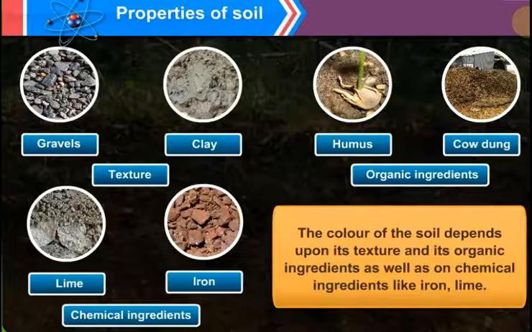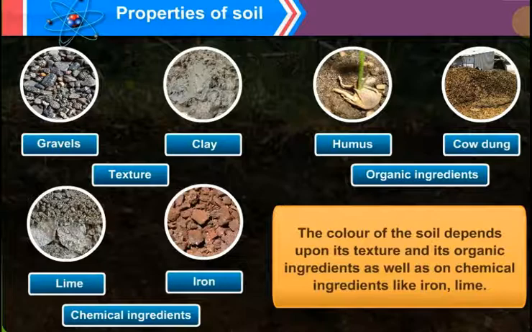Organic ingredients, that is the nutrients, the elements present in the soil. Humus, cow dung, based on what is present in the soil. Organic ingredients are classified by whether humus is present or cow dung is present. Chemical ingredients: if lime is present or if iron is present.